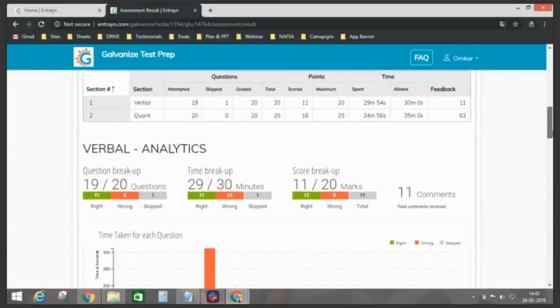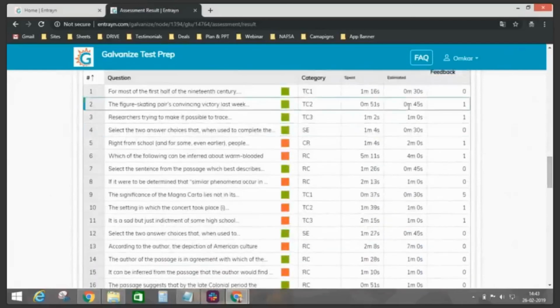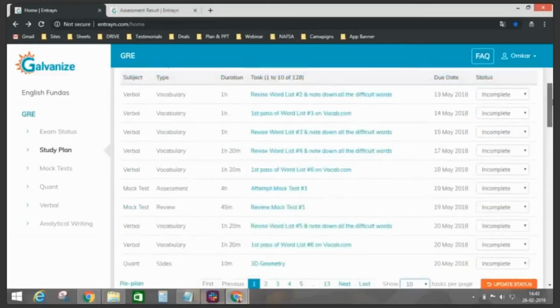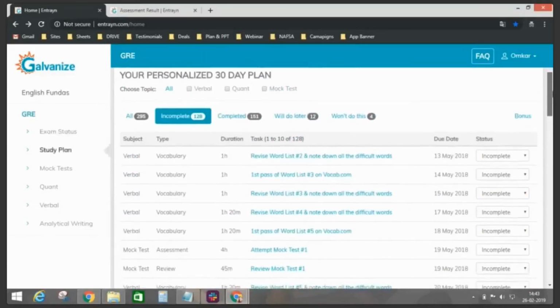You can even see, if you scroll down a little further, how much time you spent on each question versus how much time others have. Now, this is all really useful information to have before you start your GRE prep. With this info and the amount of time that you have, a personalized study plan will be designed just for you, taking your strengths and weaknesses into account.